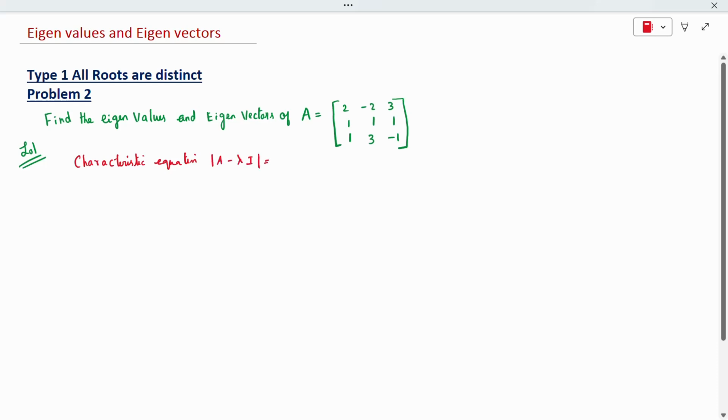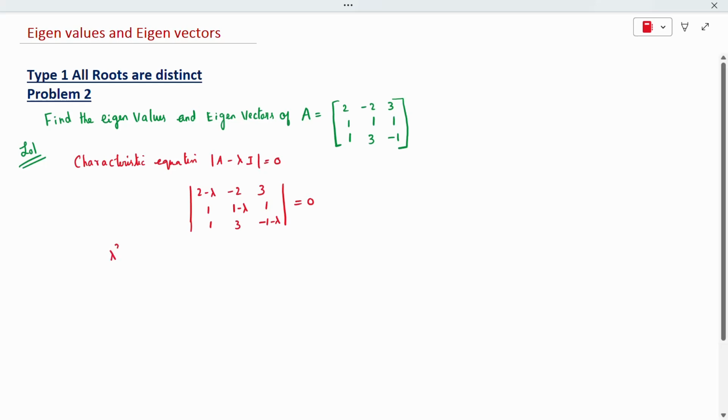In this format I am going to write it. So it's nothing but 2 minus lambda, minus 2, 3, 1, 1 minus lambda, 1, 1, 3, minus 1 minus lambda. The determinant equal to 0. So next step I have to find the determinant for this. Before finding the determinant, I will use a shortcut to find the determinant, or you can do the normal multiplication. It's not wrong.